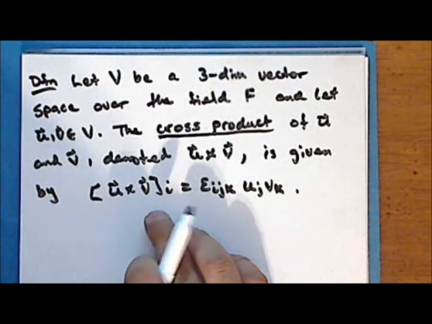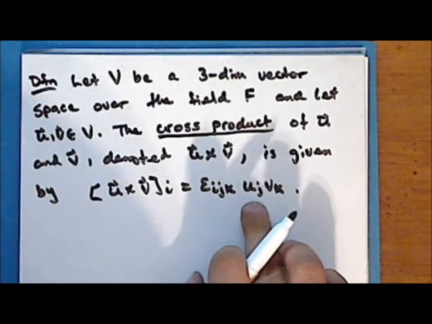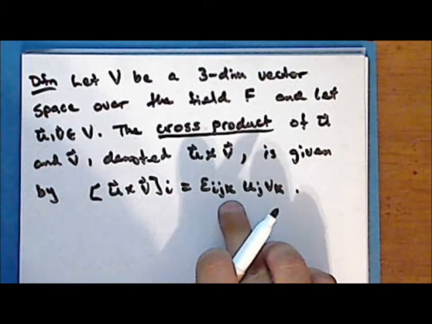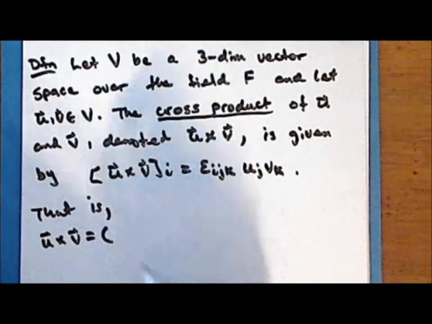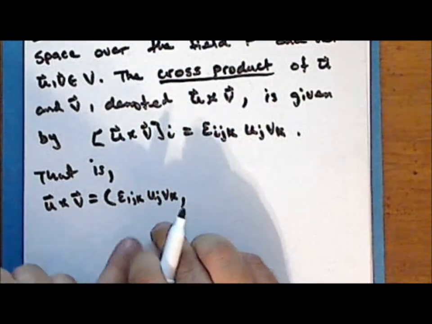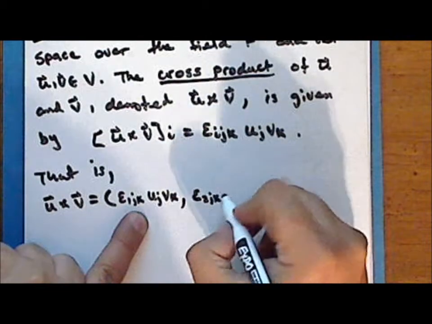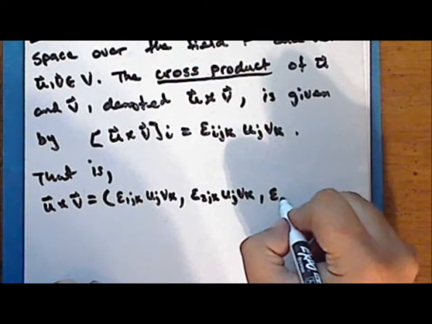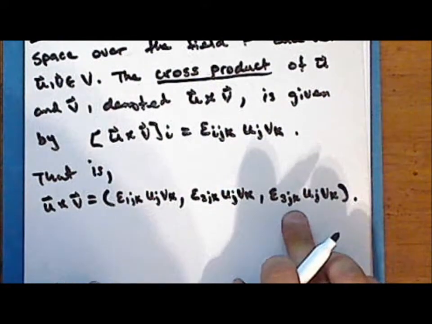That is, the ith component of the cross product is the sum of the products of the components U sub j times V sub k for a fixed value of the index i, and the indices j and k are permuted. That is, the cross product U cross V is the three-dimensional vector whose first component is epsilon sub 1jk U sub j times V sub k. And so the indices j and k can have the values 2 or 3. The second component is epsilon sub 2jk U sub j times V sub k, where the indices j and k can have the values 1 or 3. And the third component is epsilon sub 3jk U sub j times V sub k, where the indices j and k can have the values 1 or 2.